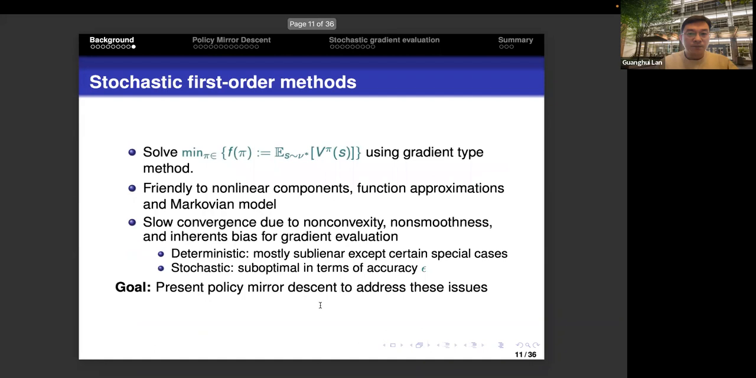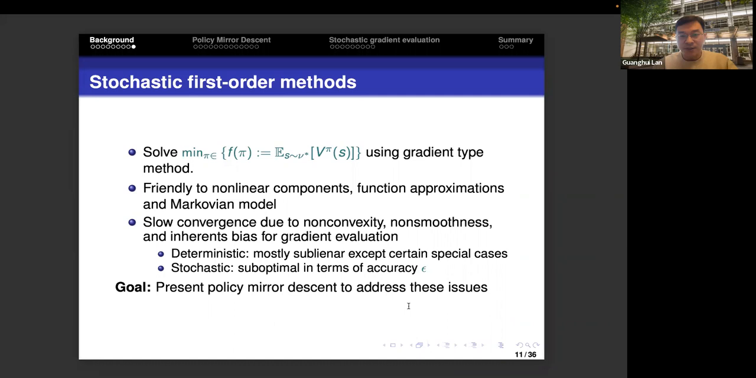What we are going to focus on is a different class of methods called stochastic first-order methods. Since we can formulate the problem as an optimization problem, how about we just use a gradient type method to solve the problem? It turns out these methods are friendly to nonlinear components, function approximations, and Markovian models. However, in comparison with the previous two classes of algorithms, they often converge slowly because of the nonconvexity, non-smoothness, and some inherent bias for the gradient estimation for this objective function f. For the deterministic case, mostly they exhibit a sublinear convergence rate, except for very special cases, before our work. For the stochastic case, it is also suboptimal in terms of dependence on the accuracy epsilon. So our goal in this talk is to present a large class of algorithms called policy mirror descent that can address all these issues.